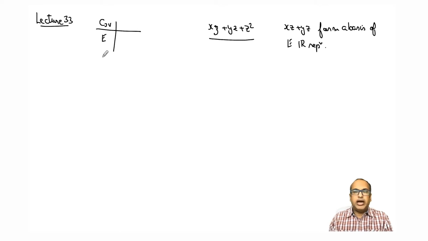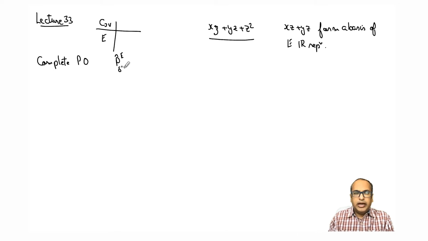This is what we saw, and in that case we considered the complete projection operator. So what was the complete projection operator? We calculated the projection operator for the E representation, and then we took out individual matrix elements, for example, matrix element 1, 2 and so on. So this was the projection operator which we applied.